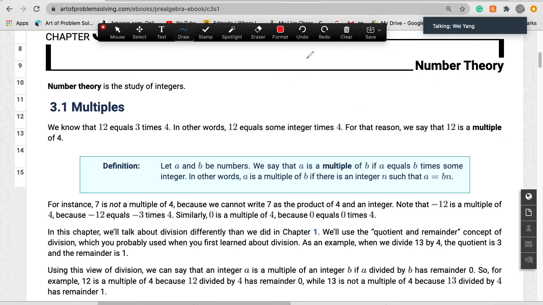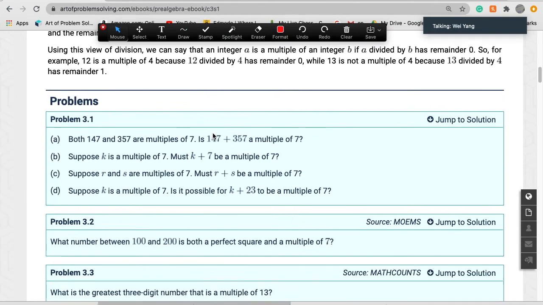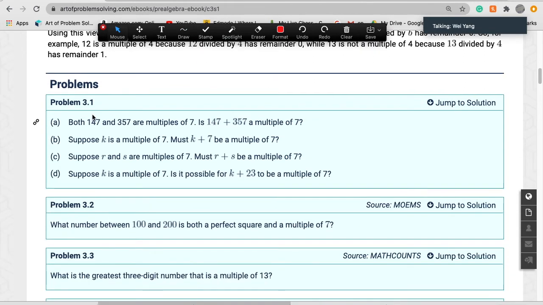So now let's see an example. When you see an example, it usually helps you understand a lot. Now let's see example 3.1. Both 147 and 357 are multiples of 7. We know that. Is 147 plus 357 a multiple of 7? They ask you, is this true? Oh yes, it is.